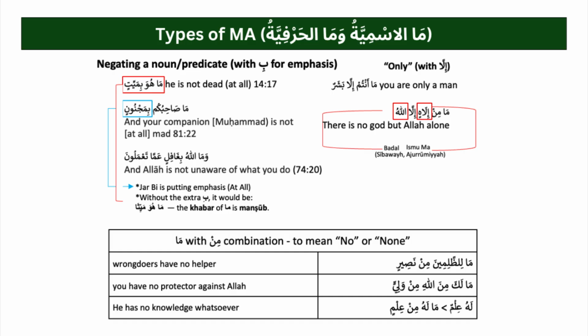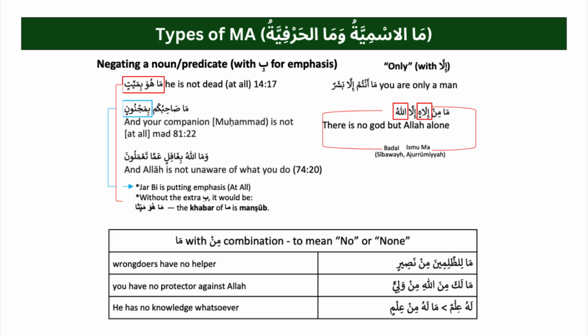This is very useful because students often see examples like these and wonder why the ending looks majrur. The examples are, Ma huwa bimayyitin. He is not dead at all. Ma sahibukum bimajnunin. Your companion is not mad at all. Wa mallahu bighafilin amma ta'malun. Allah is not unaware of what you do. Here the ba adds emphasis, almost giving the force of at all. Because of this extra ba, the khabar appears majroor in wording.